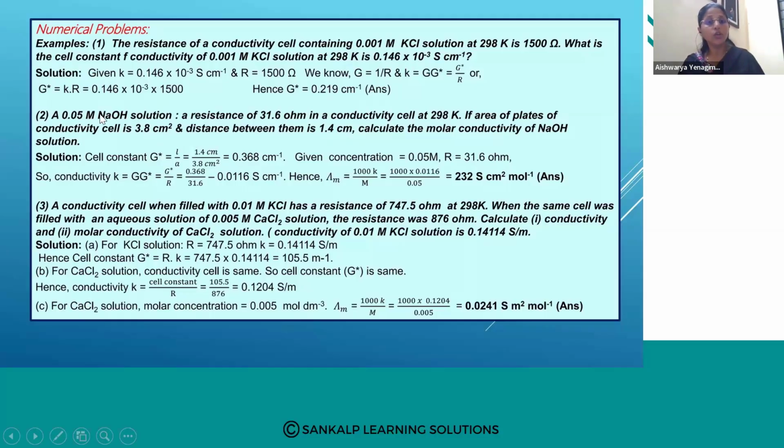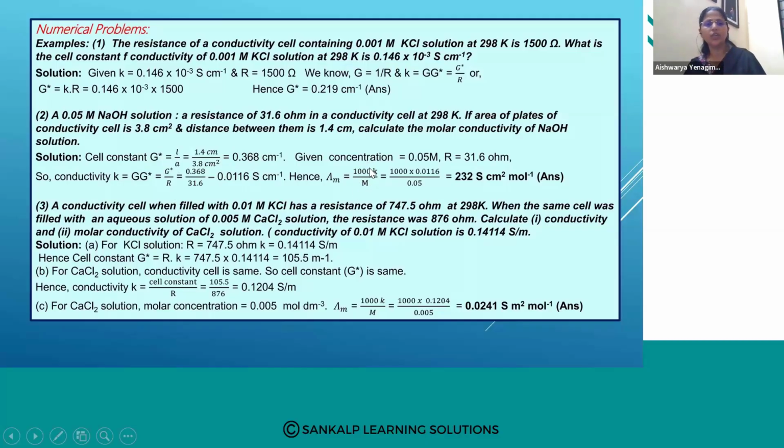Fine. Here the resistance is given as 31.6 ohm and the temperature is also given, that is 298 Kelvin. So conductivity kappa is equal to conductance into cell constant, that is G star by R. You have calculated this G star here. Substitute these values and you will get the answer. Molar conductance is 1000 into K by M.